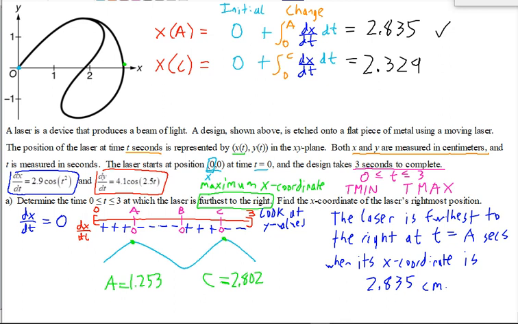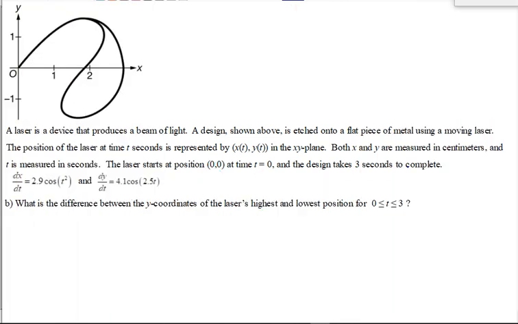All right, and then the last part of this one. So what's the difference between the y coordinates? So difference in mathematics means you're subtracting them. Between the y coordinates of the laser's highest and lowest position from 0 to 3. So the highest is just the way to say the maximum, and the lowest the minimum. So here we have to find both the maximum and minimum y coordinate, and then subtract them to get the difference between the two. So in other words, the highest point looks somewhere about right here, the lowest point is somewhere around here. We want to subtract those and see how far apart those actually are, the highest and lowest points.